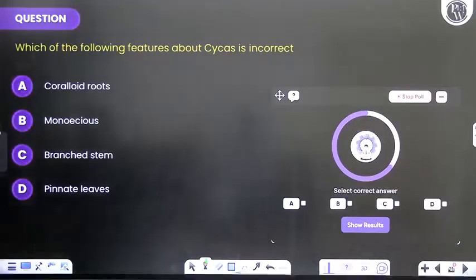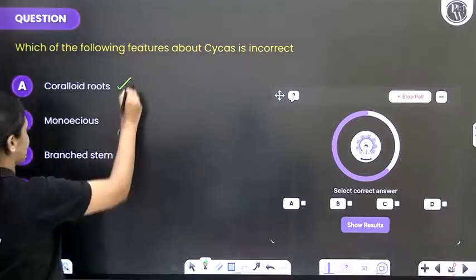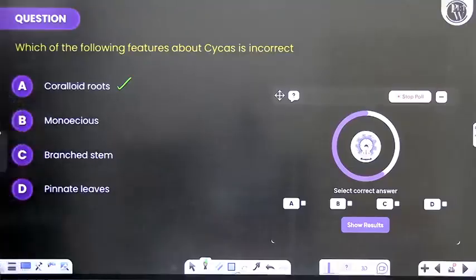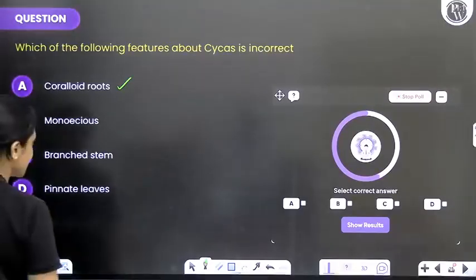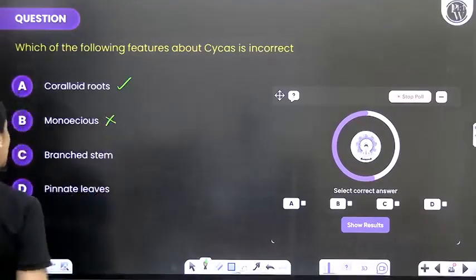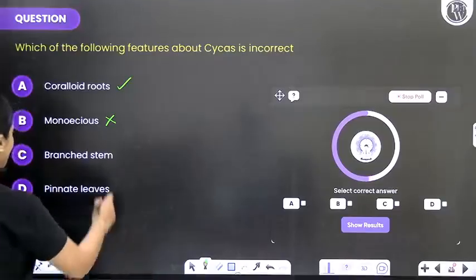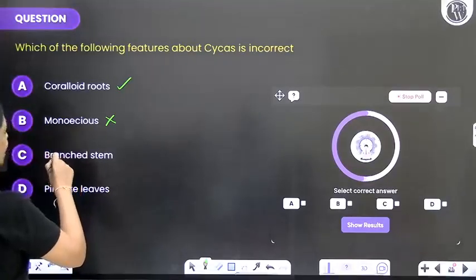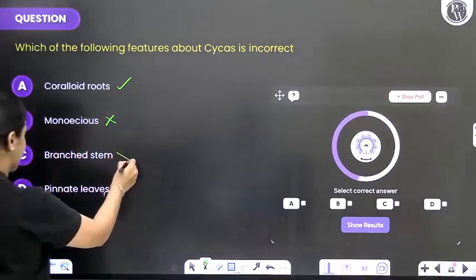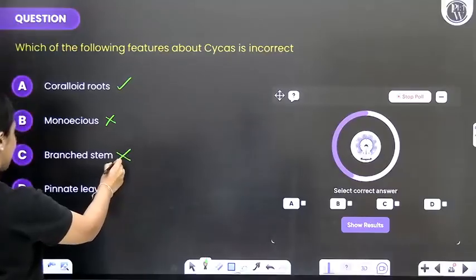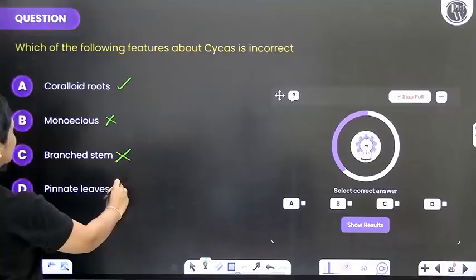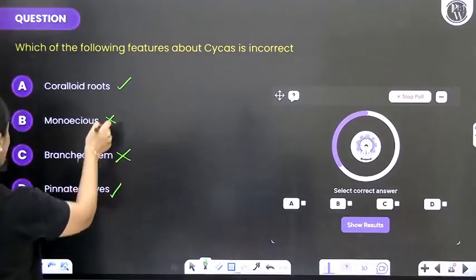Does Cycas have coralloid roots? Yes, it does. That is where the nitrogen fixing cyanobacteria are present. Is it monoecious? It is not, it is dioecious. There's a separate male and female plant. Does it have a branched stem? It doesn't. Does it have pinnate leaves? Yes, it does. So B and C are incorrect.